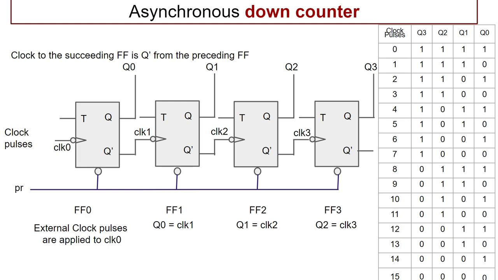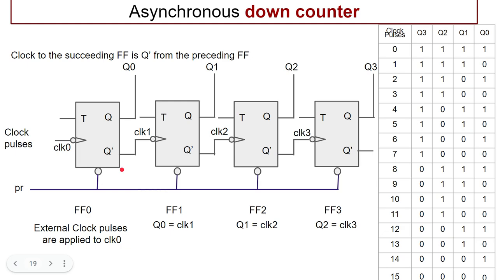So for the design of a down counter, initially all the flip-flops have to be preset to 1, and hence we use the preset input of the flip-flops for presetting them. So the initial count of the flip-flops is made 1 1 1 1, and then the flip-flops are used for normal counting. And the difference we see here is that for the down counter, the clock input of the succeeding flip-flop is fed with the complemented output instead of the normal output.